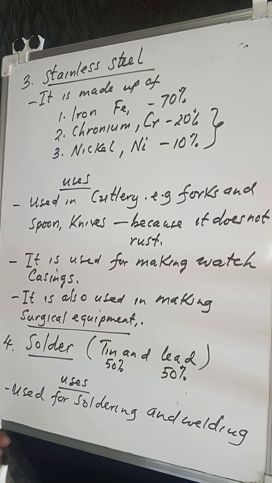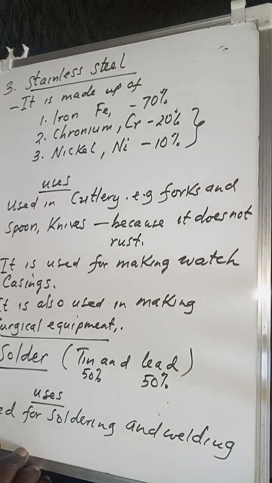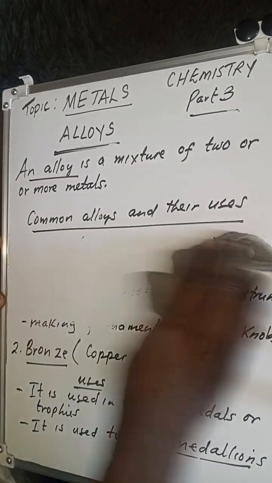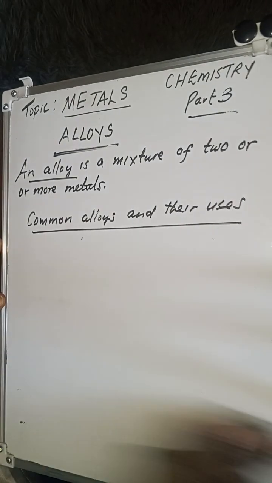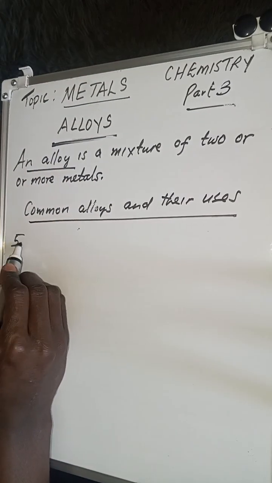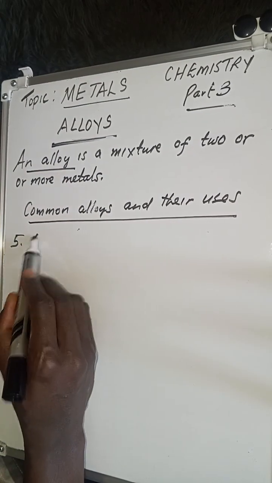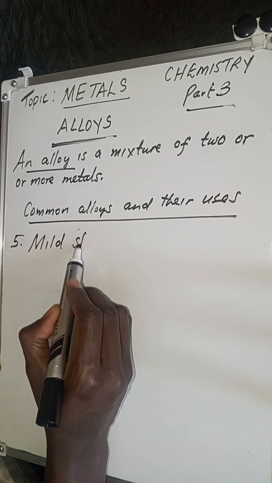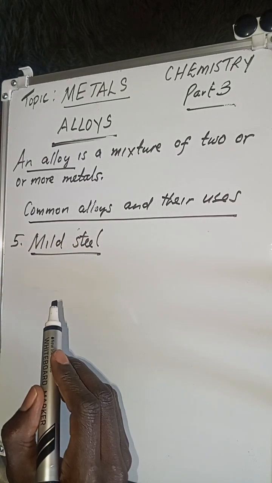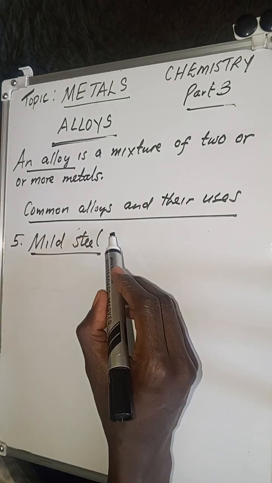Another one, which maybe is the last one. Remember, there are so many alloys. I'm just highlighting just a few. Another common alloy that you are going to find, this should be number 5. The 5th alloy that we are looking at is what we call mild steel. Of course, when it comes to steels, they are in various categories.